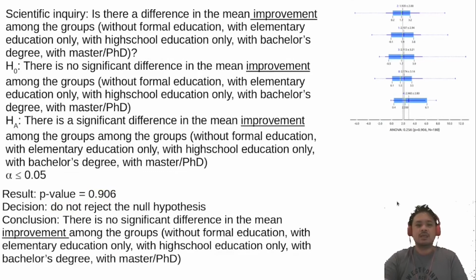Next, what about the mean improvement? Remember that the variable improvement is derived from the column difference in the data table, which is the difference between the 12th month and the initial HbA1c level. You can see here, the gray lines are very near each other. The p-value that we got is 0.906, which is bigger than alpha. So we will not reject the null hypothesis. We can conclude that there is no significant difference in the mean improvement among the groups.